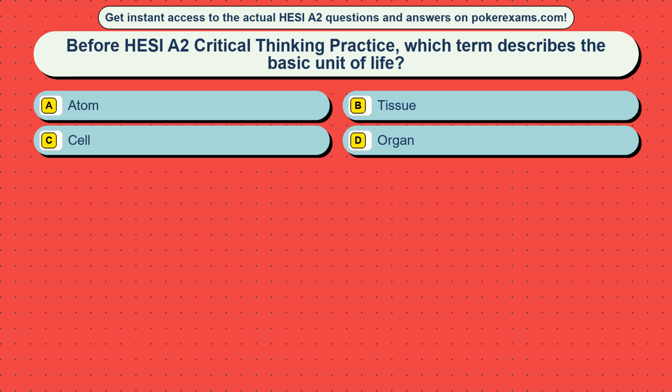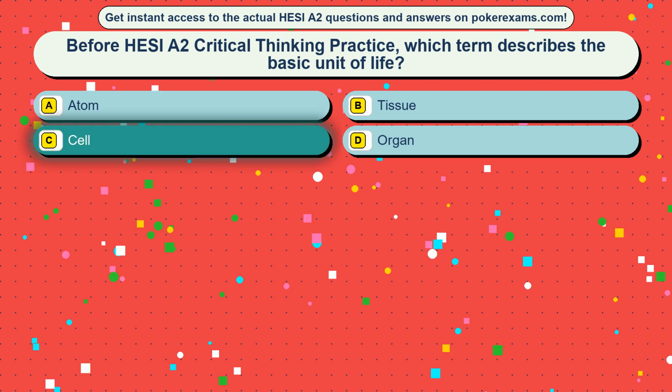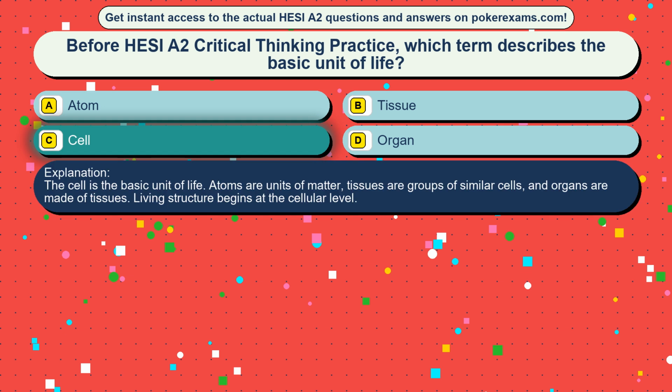Question 5. Before HESI A2 critical thinking practice, which term describes the basic unit of life? Option A. Atom. Option B. Tissue. Option C. Cell. Option D. Organ. The correct answer is option C. Cell. The cell is the basic unit of life. Atoms are units of matter, tissues are groups of similar cells, and organs are made of tissues. Living structure begins at the cellular level.